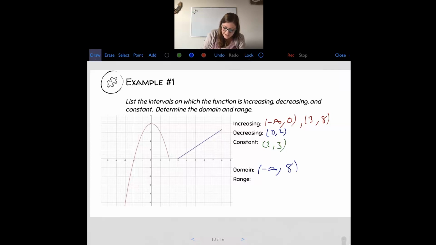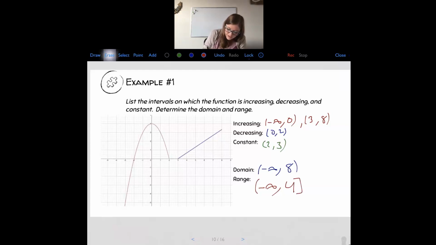Okay, the range is the smallest y value to the largest y value. Again, our smallest y value is where this part of the function keeps going down and down. The y values are getting more and more negative. This is -infinity. And then the highest y value on our graph occurs here, at the top of this hill. So the y value here is 4, and it gets a bracket.